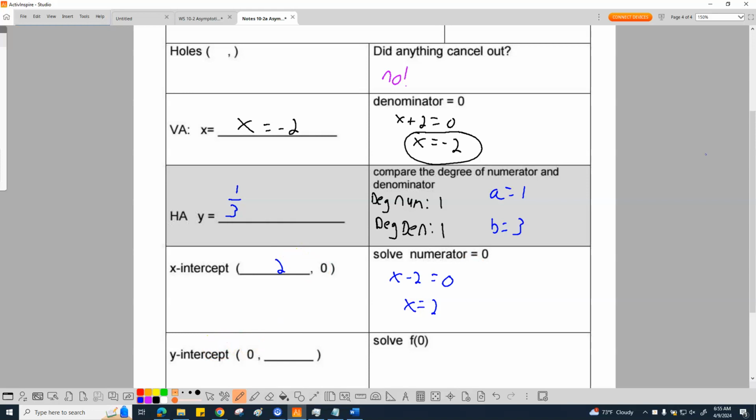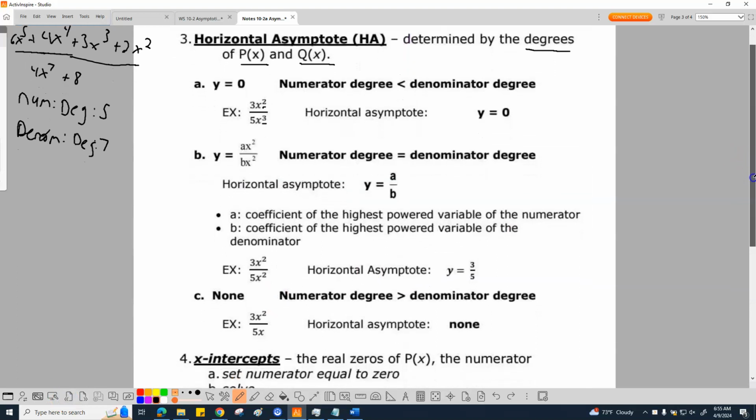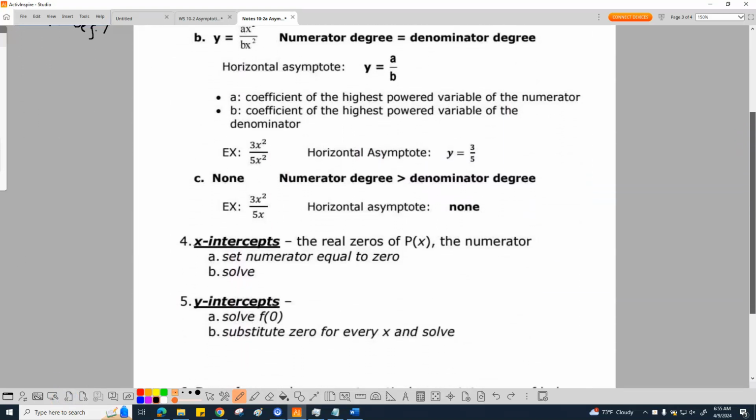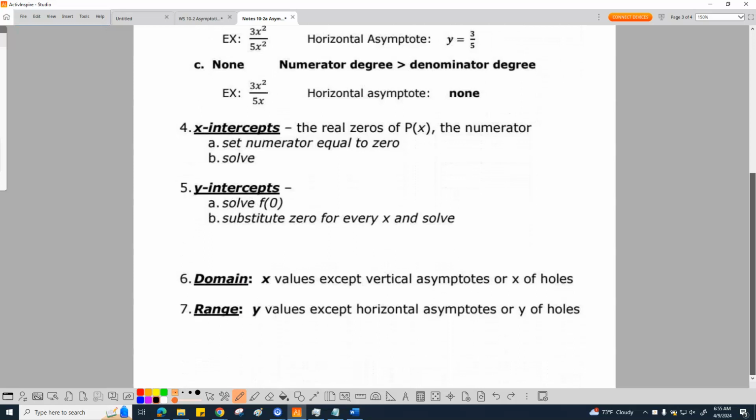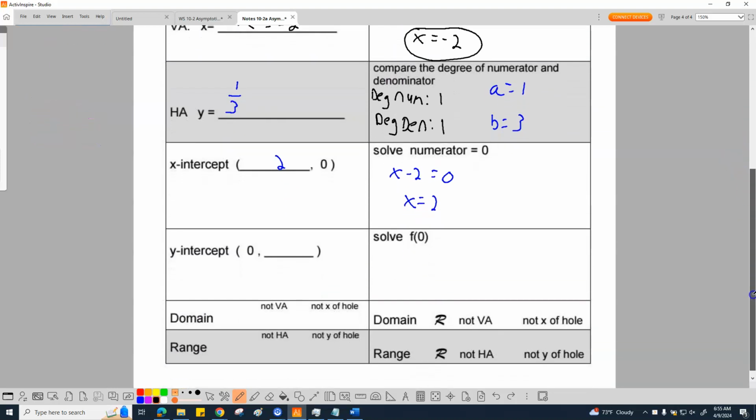All right, I'm going to switch back to my black ink, and then y-intercept. Let's see what it says for our y-intercept. You see how so far I'm not memorizing anything? You will eventually memorize some of these, but for today, I want you to know how to use them. So it says solve f(0). So basically it means for the y-intercept, you plug in 0 anywhere you see an x.